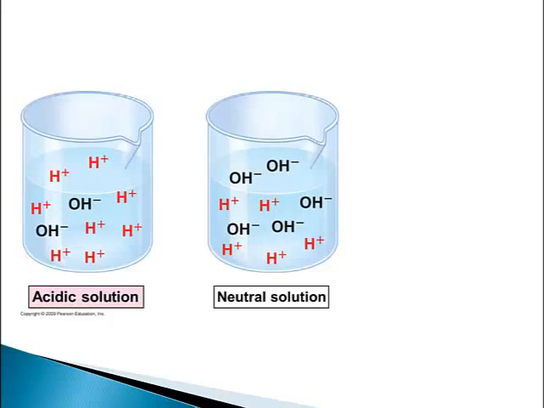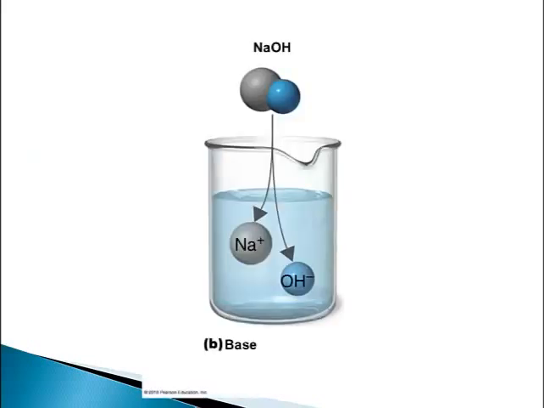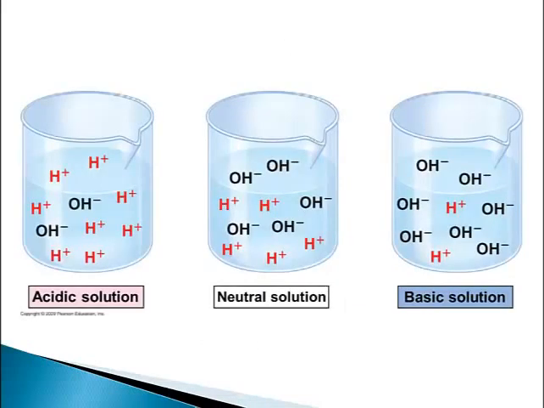The opposite can also take place. If sodium hydroxide dissociates into water, you get sodium ions and hydroxide ions, which increases the overall ratio of hydroxide ions in solution and makes the solution alkaline or basic in nature. A basic solution has an excess of hydroxide ions compared to hydrogen ions in solution.